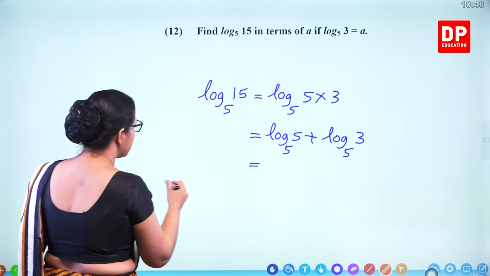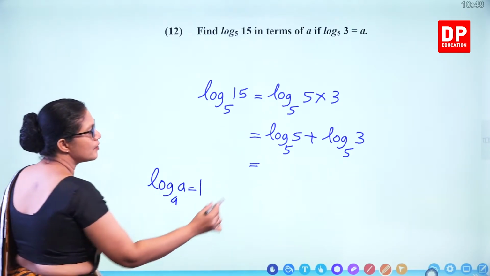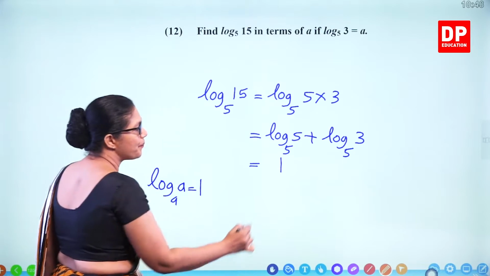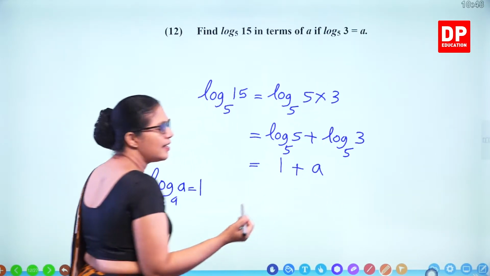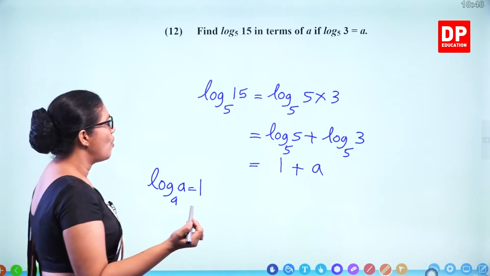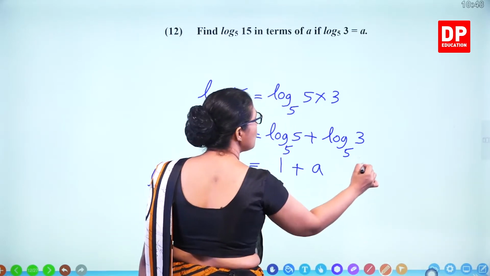We know that same base, same number, that's always 1. So log 5 base 5 is 1. What is log 3 base 5? That's given as a. So you can substitute a there. 1 plus a. 2 marks for that.